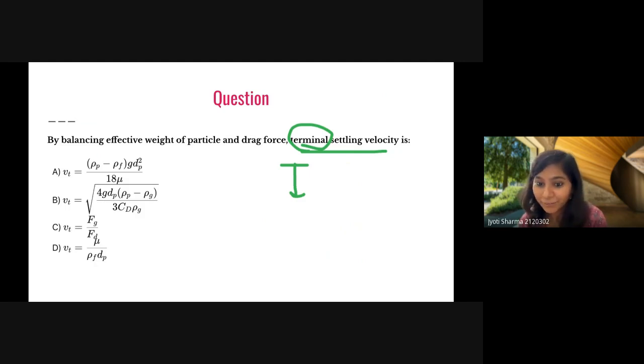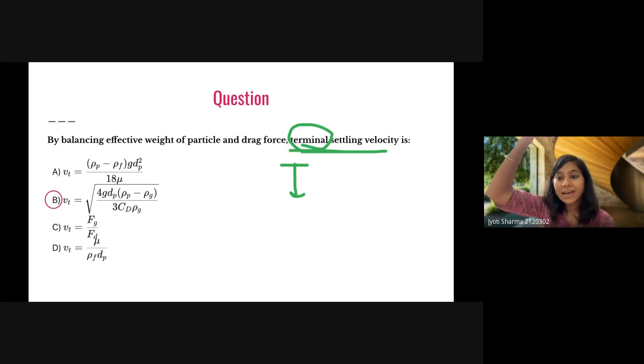Priscilla already gave me B with the question mark. Venkateshwar also gave me B. Yes, B is the right answer. Let me tell you. Yes, so we want to derive this. We can derive it very easily, don't worry about this. But first we have to talk about this terminal settling velocity. So if something is falling from the sky to the surface of our earth, what will happen?